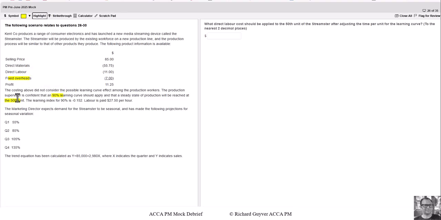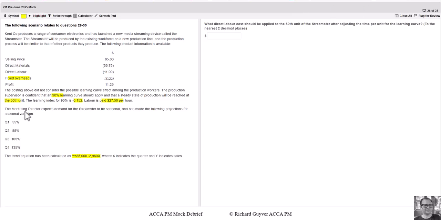That means when we hit 50 units, the learning curve stops. So the 50th, the 51st, 52nd, etc. will all take the same length of time as the 50th. It's given us the learning index of 0.152 and labour paid at $27.50 per hour. The marketing director expects demand for Streamster to be seasonal, has made the following projections for a seasonal variation. Q1 to Q4. It's got the trend equation here, where X is the quarter and Y is sales.